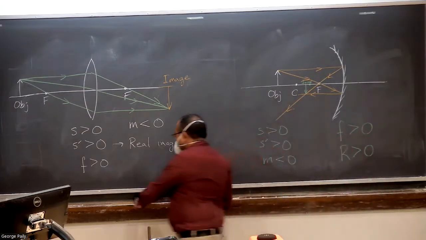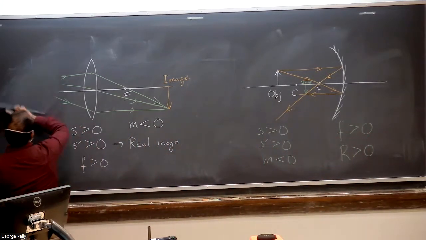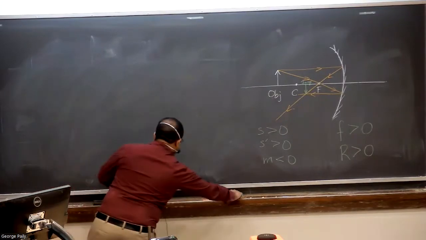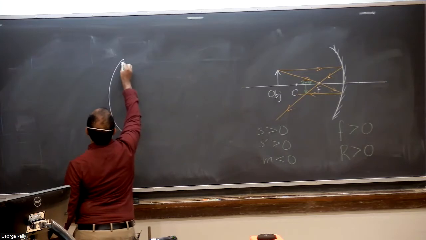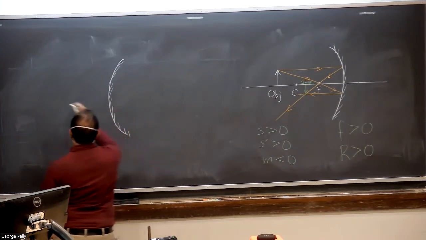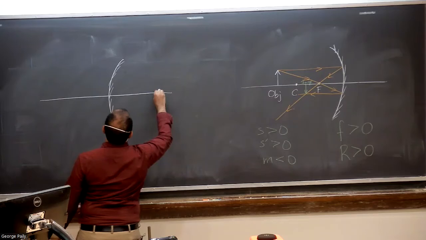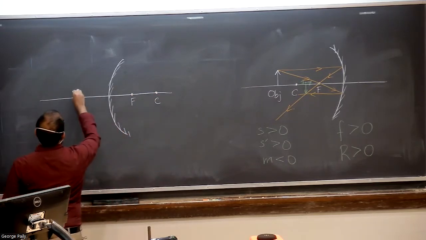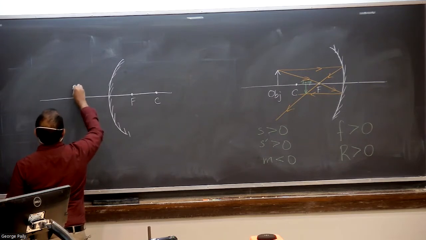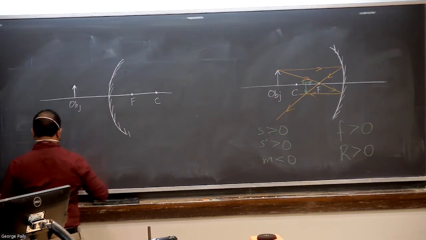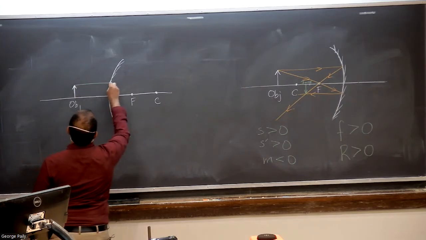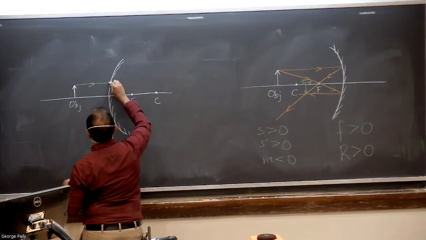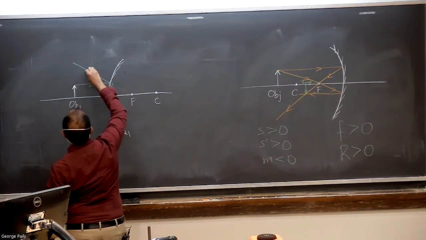Okay, one final mirror example. So convex. Now the center is over here. The focal point is over here. Let me set up the object here. All right, so one ray comes in parallel, and bounces off in such a way that it looks like it comes from the focal point.